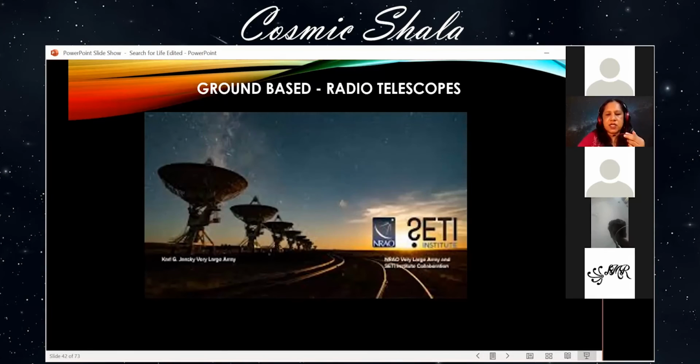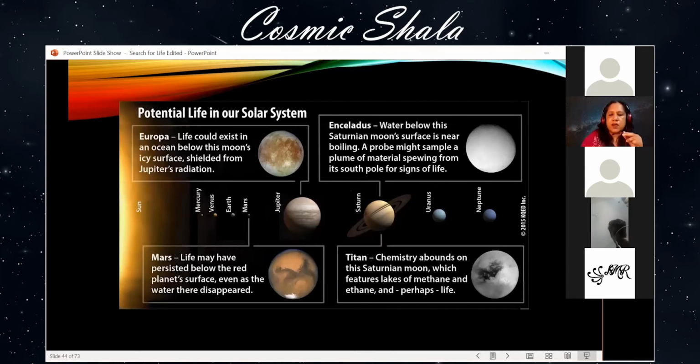SETI is the search for extraterrestrial intelligence. Radio telescopes are large arrays. And why radio telescopes? You can't see radio waves with your eyes, but they can penetrate the atmosphere, the dust and gas in our solar system. There are some places that are thought to be potential, very little potential, but yes, there are. So let's start from the beginning.